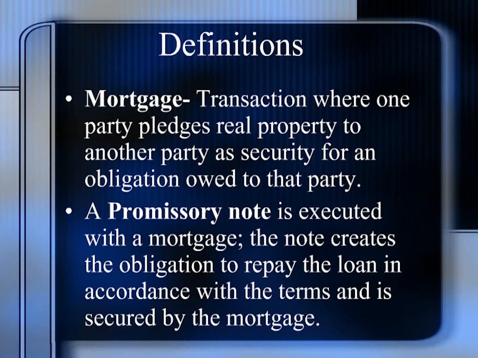Definition of a mortgage is a transaction where one party pledges real property to another party as security for the obligation owed to that party. So the difference is that the mortgage is where you're pledging the real property as security. It goes along with the promissory note, which is executed with a mortgage. The note creates the obligation to repay the loan in accordance with some terms, but it's secured by the mortgage. So they are two separate securities that work together.